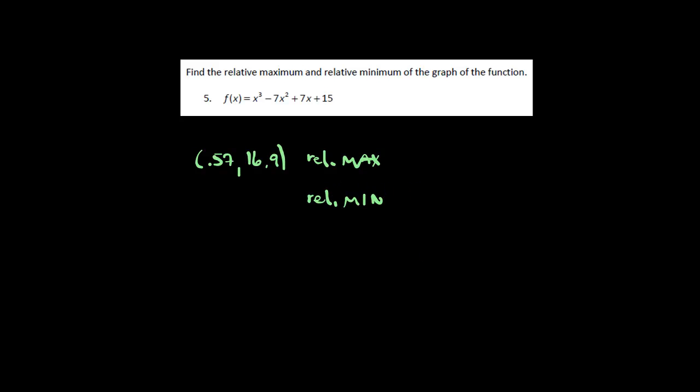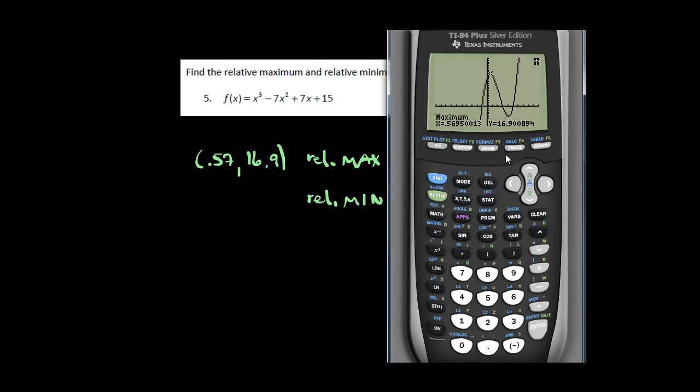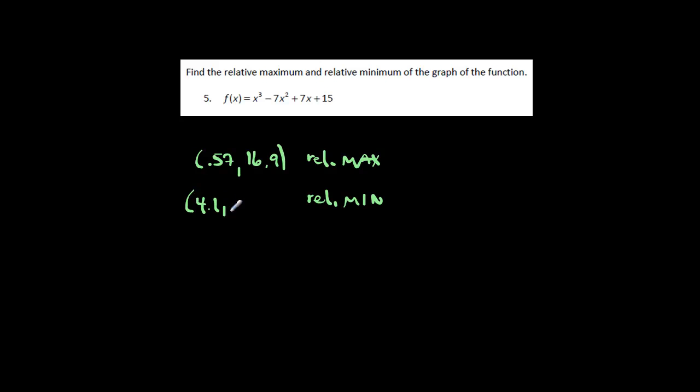So let's find the relative min now. Second trace 3. So we're going to go to the left of it, enter, then the right of it, enter, and then guess. So 4.1, comma negative 5.05. So those are your relative max and mins.